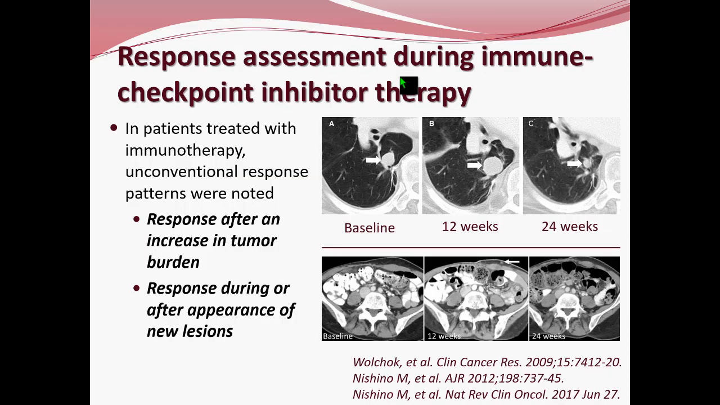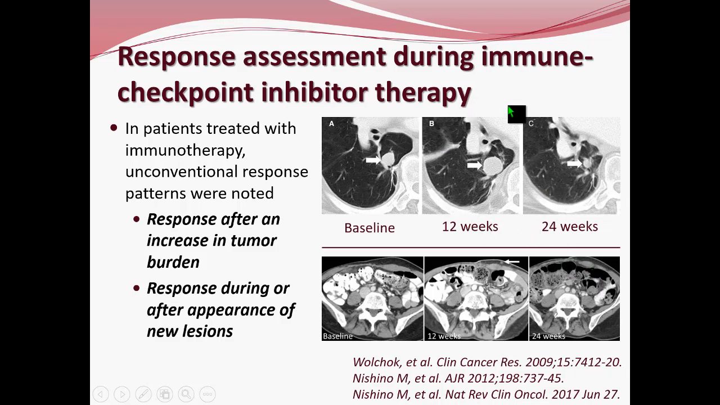Because of this indirect, double negative, unique mechanism of immunotherapy, unconventional response patterns were noted on imaging in patients treated with it, mostly in the initial phase of clinical trials. That included response after an increase of tumor burden, as shown here. The tumor increases first before experiencing immune-related response. Or response despite the appearance of new lesions, as shown here. The patient developed this new subcutaneous nodule before it went away due to immune-related response.